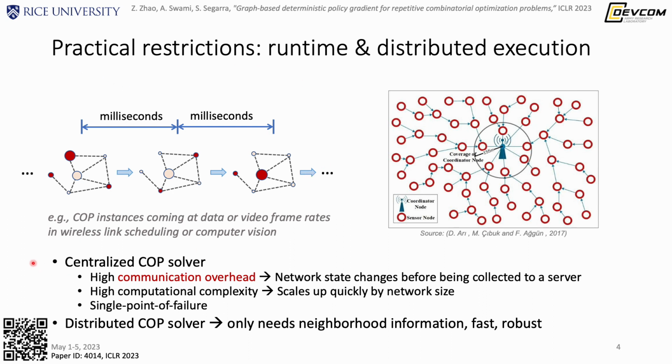For example, in wireless link scheduling and computer vision, you have to solve one instance in tens of milliseconds before the next one comes. And this challenge cannot really be solved by using only a faster computer, because if you choose a centralized COP solver, then you first have to collect the full network state at the server. But because of the communication overhead, by the time you collect it, the network state has already changed. So we have to rely on a distributed COP solver in those cases.